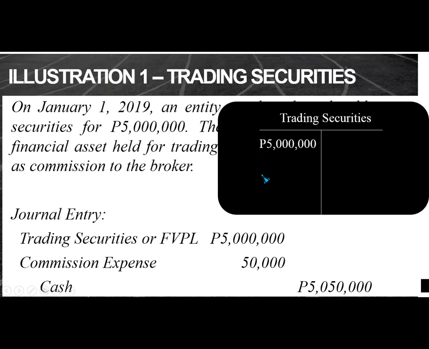So just to illustrate, para ma-imagine nyo lang yung T-account. So magme-maintain tayo ng ledger for trading securities. So kung ipopost natin yan doon sa ledger, magde-debit tayo ng 5 million. So as of January 1, 2019, ang balanse ng trading securities natin ay 5 million.